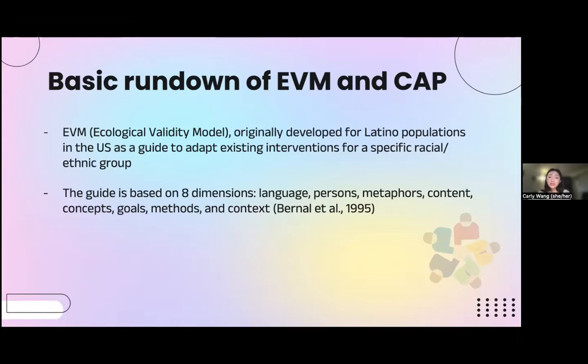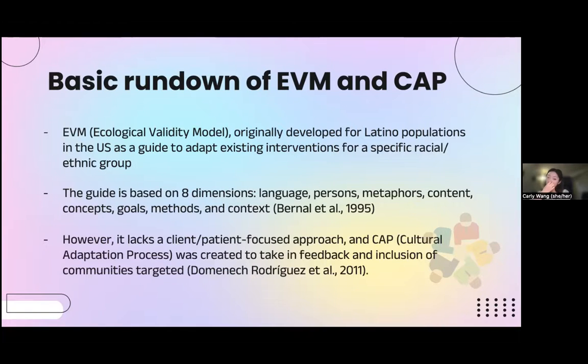goals, methods, and context. But usually what we see in the literature covering this EVM and CAP is that it lacks a client or patient focused approach where you specifically ask the client or the patient their thoughts, their opinions, in your data collections. A lot of these were aimed at caregivers, which is very important, or family, which is equally important. But they just kind of missed this one little aspect.